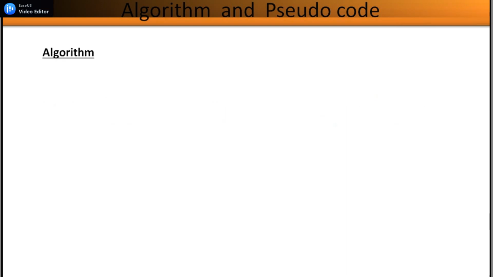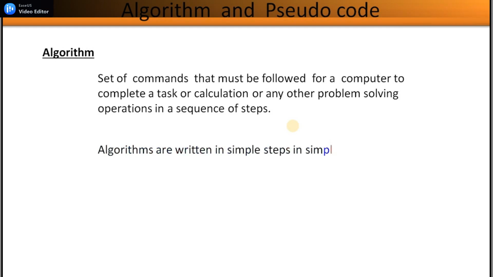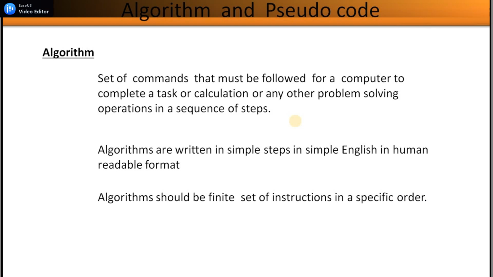In this video, we are going to discuss the term algorithm and pseudocode. Now, what is an algorithm? A set of commands that must be followed for a computer to complete a task or calculation or any other problem-solving operations in a sequence of steps. Algorithms are written in simple steps in simple English in human readable format because algorithms cannot be understood by machine. An algorithm should be a finite set of instructions in specific order.